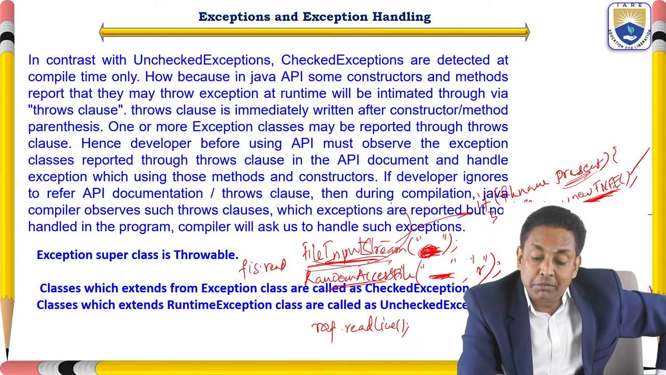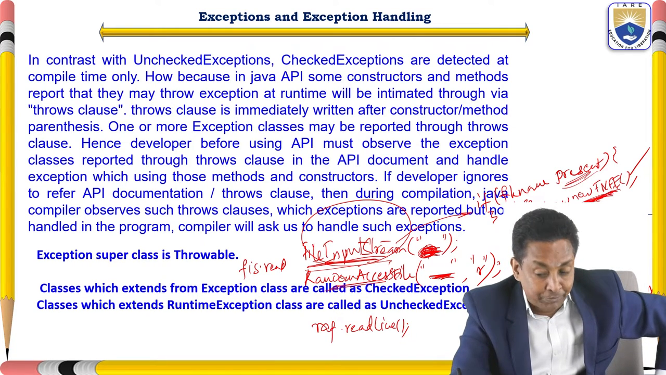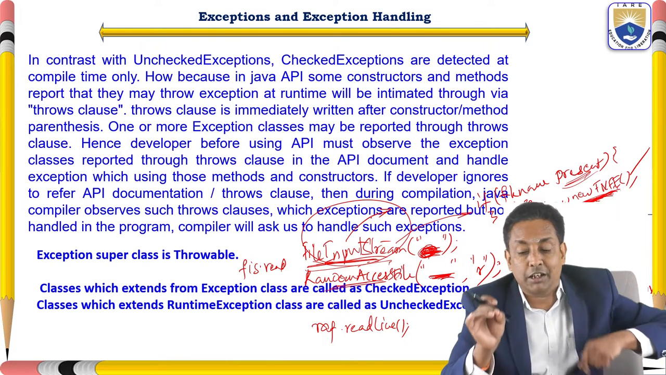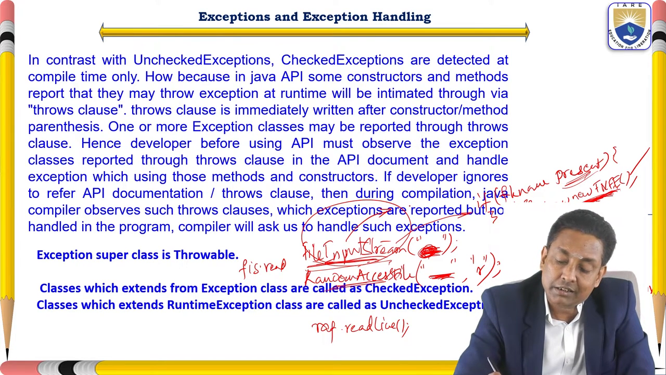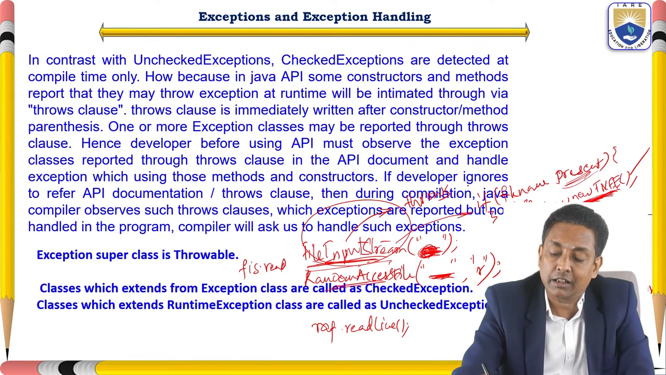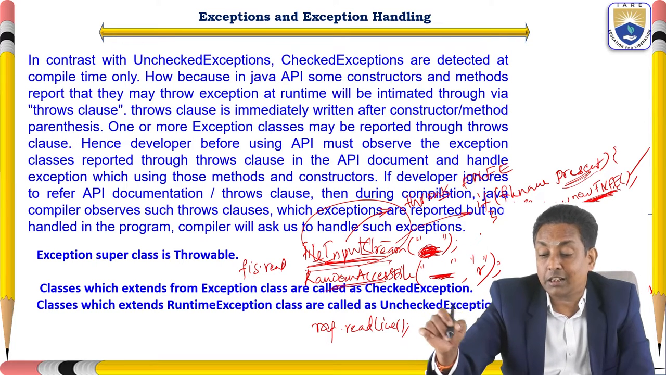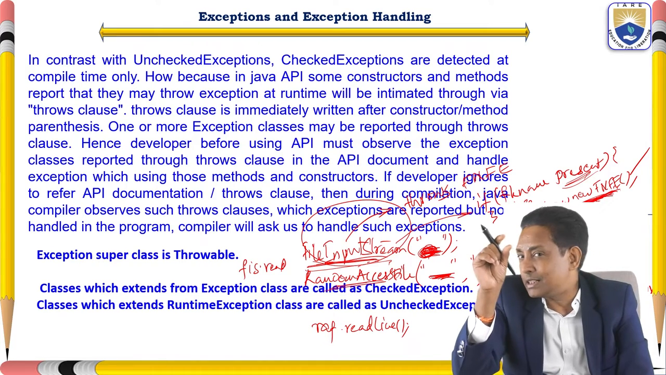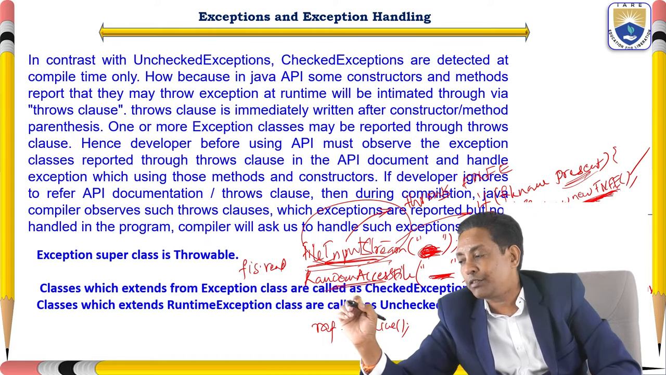So the file input stream class constructor feels the responsibility that, because my logic is throwing file not found exception, it is my responsibility to tell the developers that whenever you are using me, I may throw it. It reports this using the throws clause. While writing the constructor, they write throws file not found exception. So when the developer reads the file input stream constructor with the string name as a parameter, he immediately notices throws file not found exception.